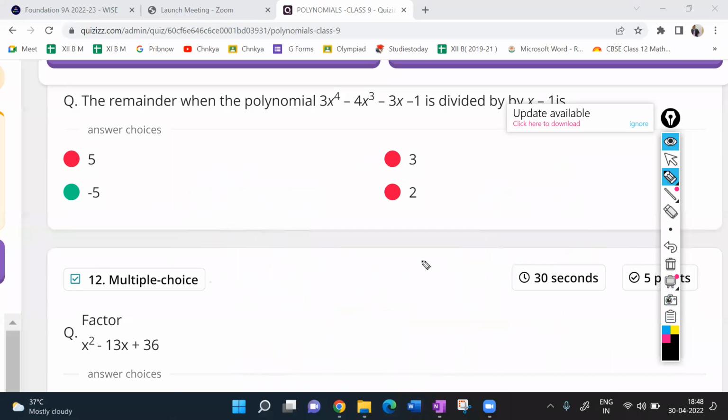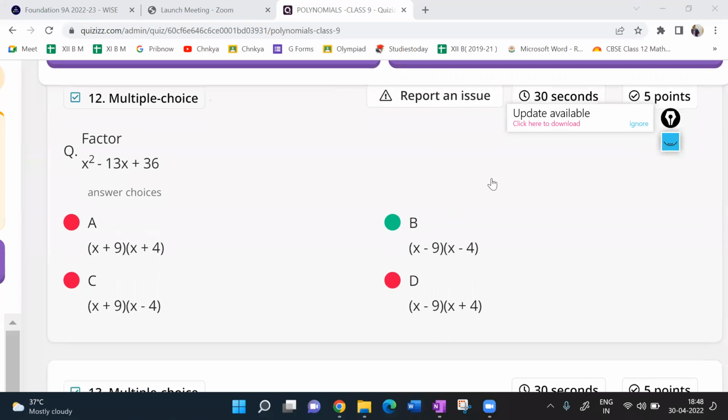Next question. You understood the procedure, right?